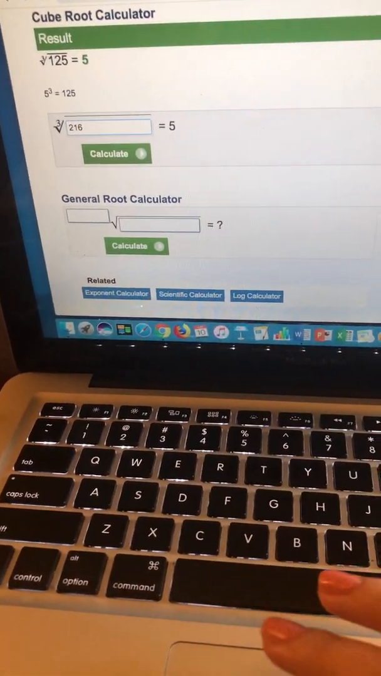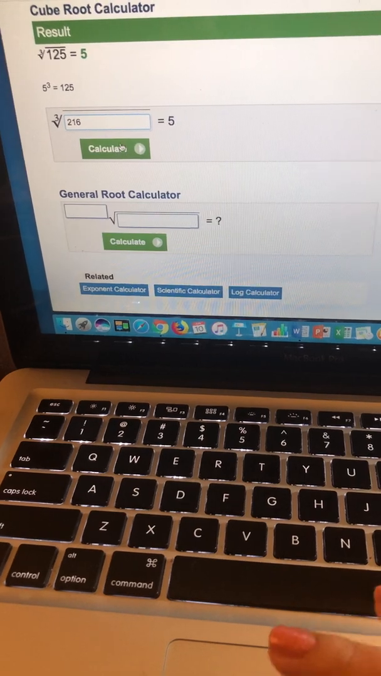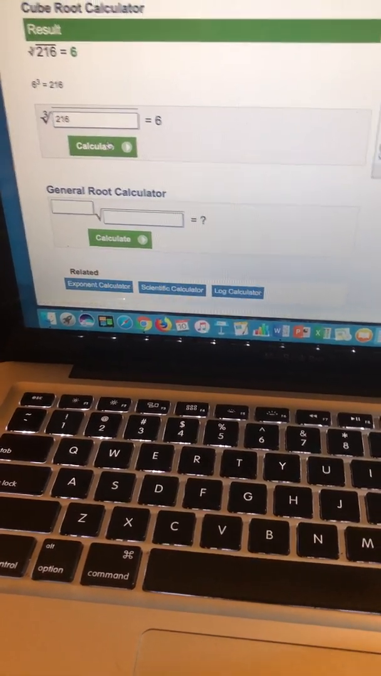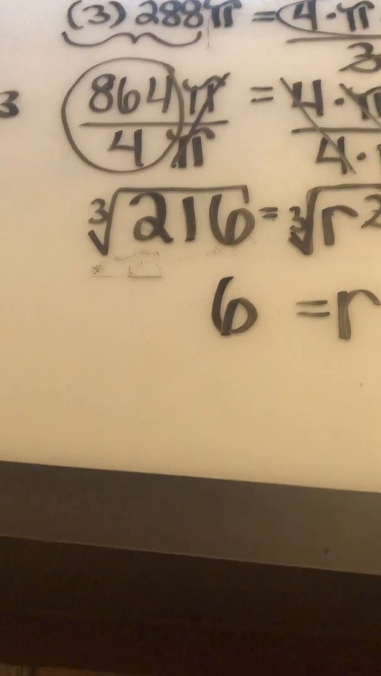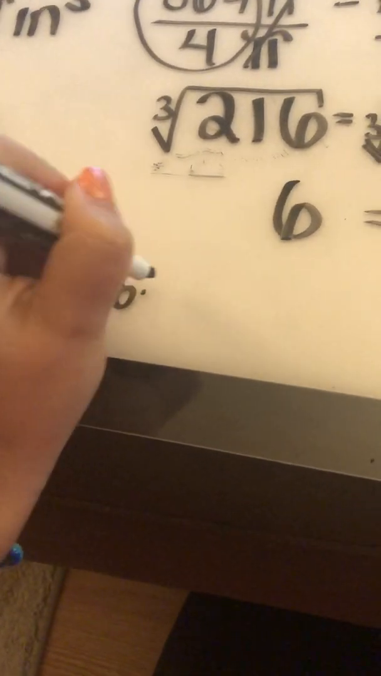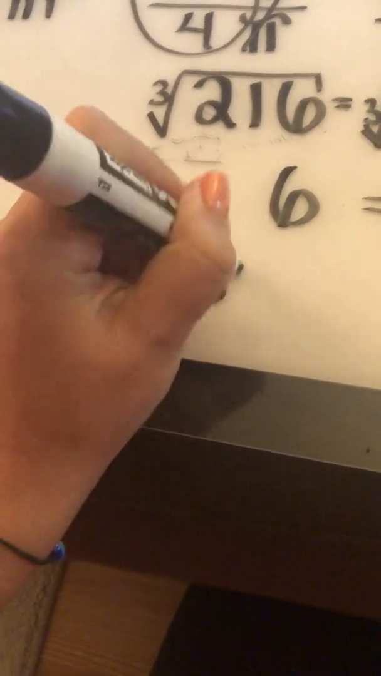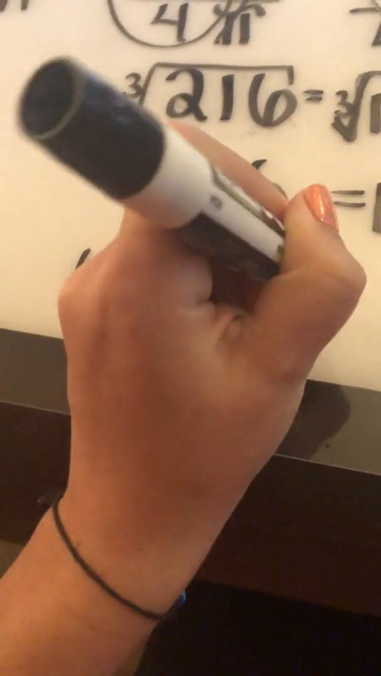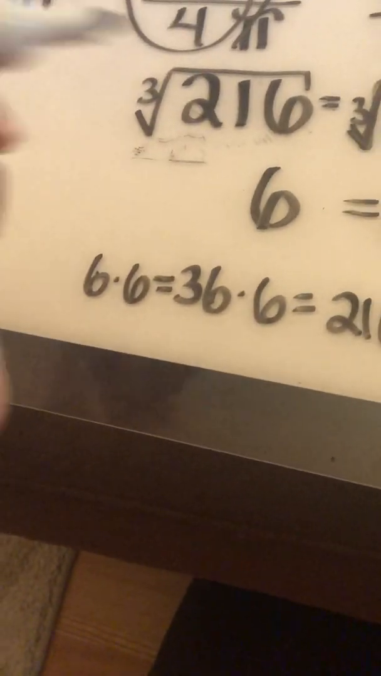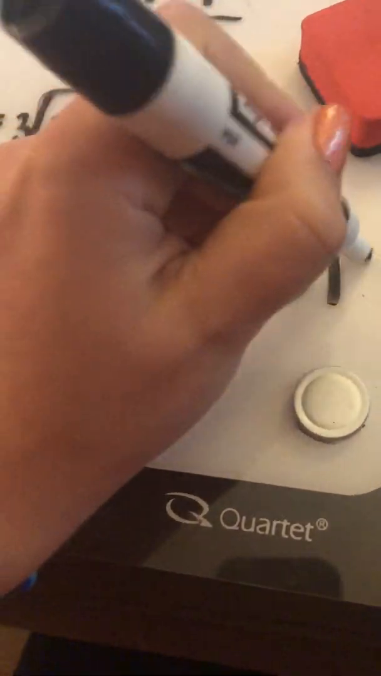216, and I press calculate, and we get 6. Perfect. Okay, so our radius is going to be 6. If I wanted to check, I could do a quick check to make sure that that's right. 6 times 6 is 36. Times another 6 would give us, yes, 216. Okay, so my final answer would be R equals, can't forget our units, 6 inches.